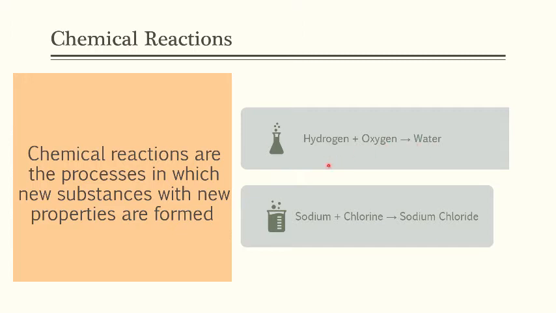Similarly, sodium and chlorine combine to give a new substance, sodium chloride. Here, sodium is a metal which combines with a poisonous gas chlorine to form sodium chloride, the salt that we eat. So that's the magic of chemistry, that in a chemical reaction, new substances with new properties are formed.